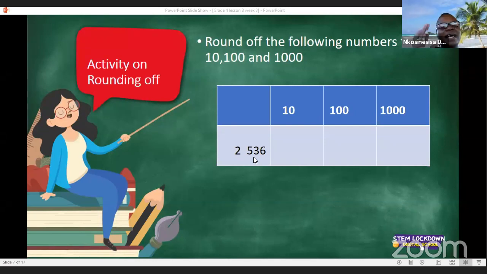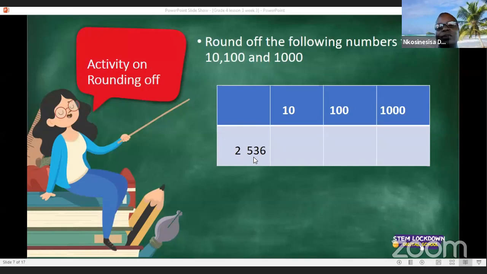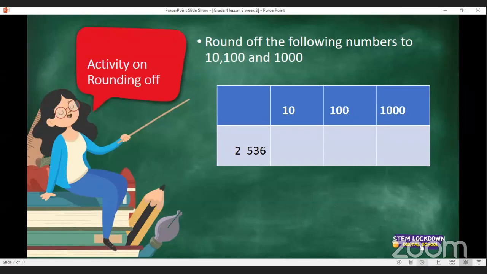Wow, simply explained. And the answer is? 3,000. Well done, Nokwandu. I'm so proud of you. You were paying attention. Thank you so much. You are right. You explained it the way that I just explained. I am so proud of you. Thank you. Yes, ma'am. Okay.